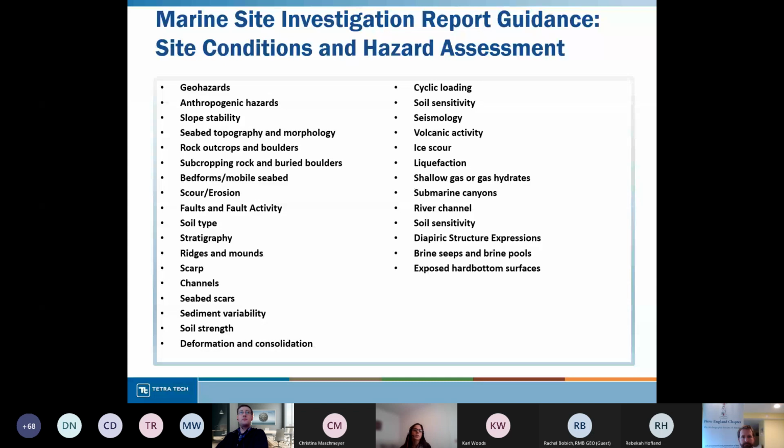This is a pretty extensive list, and some of these are just checking a box, right? Like volcanic activity, usually that's just a no, and then you move on, but things like bed forms, mobile seabeds, scour, slope stability, anthropogenic hazards, these are things that require a much more thorough assessment, a lot more detail about what exactly the risk is and where it exists in the project.